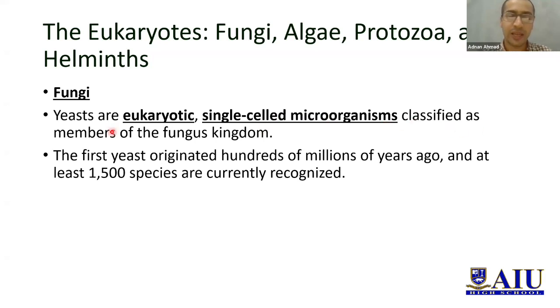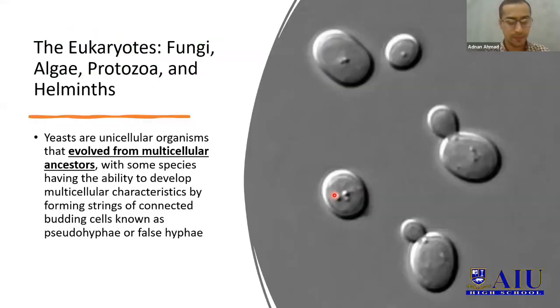These are classified as members of the fungus kingdom. The first yeast originated hundreds of millions of years ago, and at least 1,500 species are currently recognized. So yeasts are very old, and they are very diverse in type. Yeasts are unicellular organisms that evolved from multicellular ancestors. This point is really interesting.